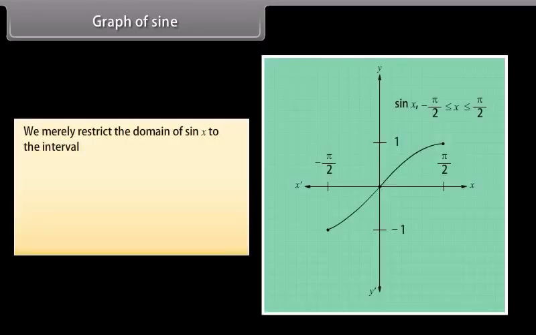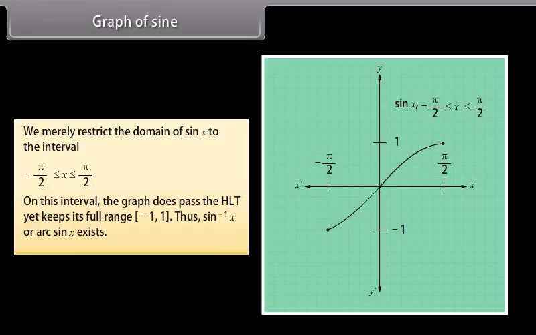Easily, we merely restrict the domain of sine x to the interval minus pi by 2 less than or equal to x less than or equal to pi by 2. On this interval, the graph does pass the HLT, yet keeps its full range, minus 1 to 1. Thus, sine inverse x, or arc sine x, exists.